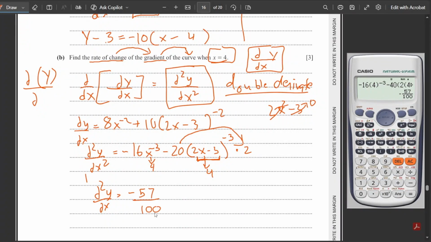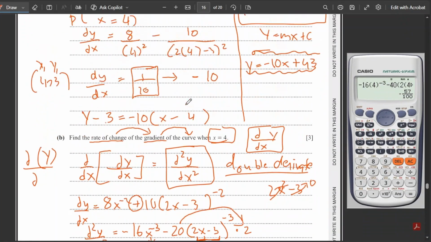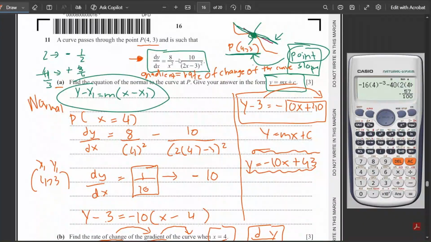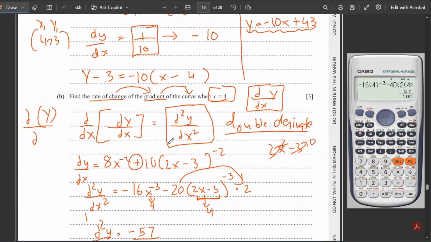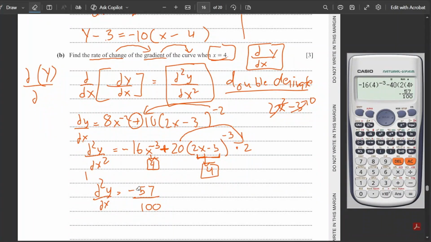Oh wait, I realized I made a tiny mistake over here. This was a positive that I copied, but if I go back, it was a negative over here. So if I multiply this negative by this negative 2, it becomes positive, not a negative. Therefore, when you put in 4 over here and here, you're not going to get negative 57 over 100, but positive 7 over 100.